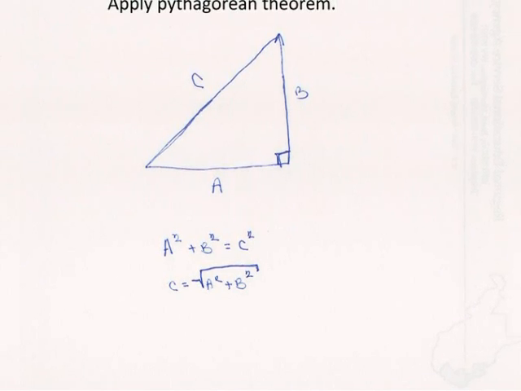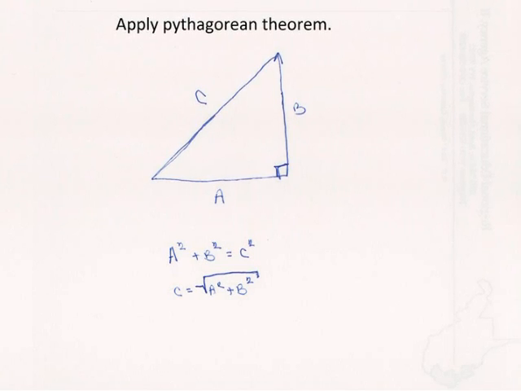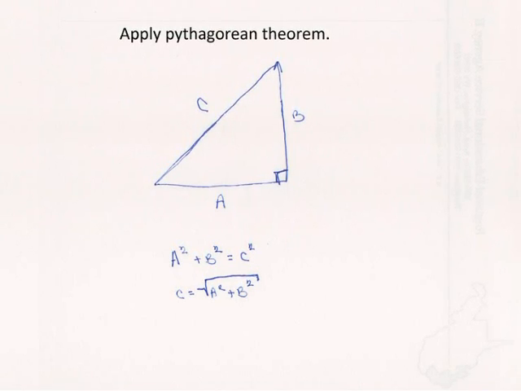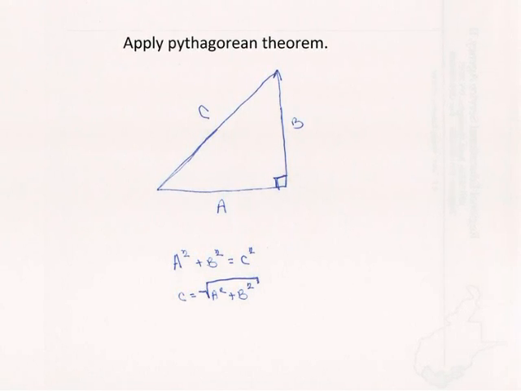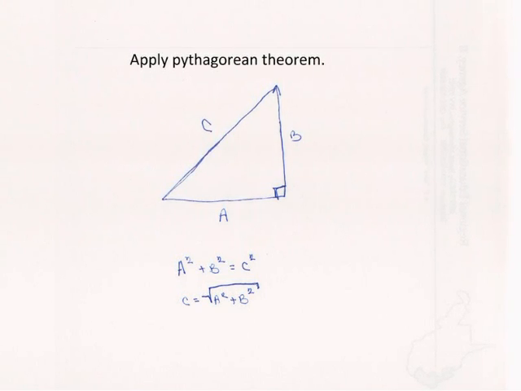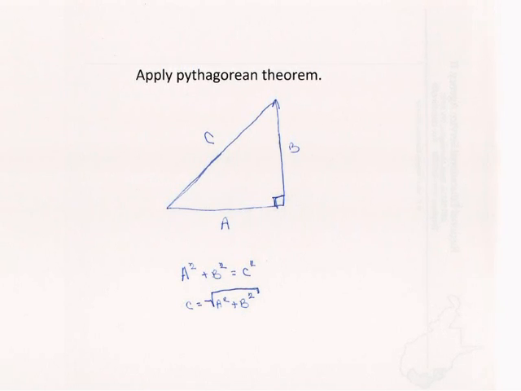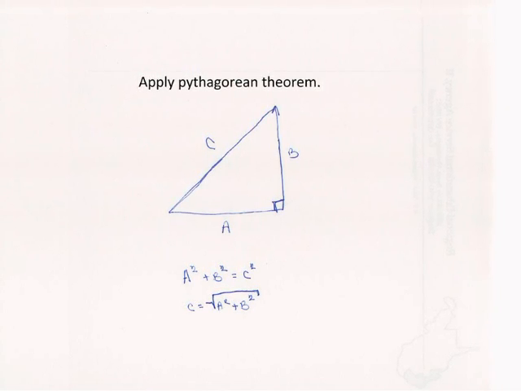So here our resultant vector is labeled as C, and we're going to use the Pythagorean theorem in order to see what C is. So C is equal to the square root of a squared plus b squared, which means that if a and b were both equal to 2, C would be equal to the square root of 8.